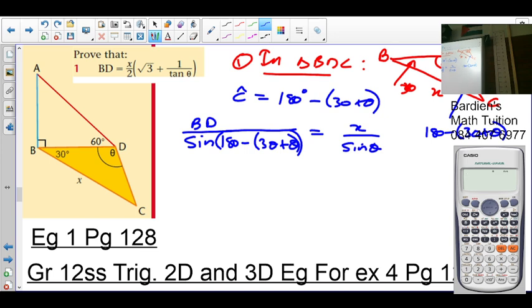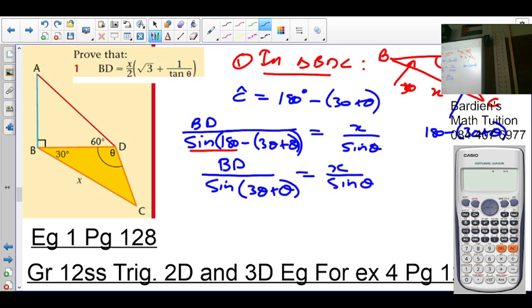You all agree with that? So in which quadrant is 180 minus theta? Second quadrant. Is sine positive or negative? Positive. So that is going to be BD over sine 30 plus theta equals x over sine theta. But we want BD as the subject of the formula. You would agree with that?